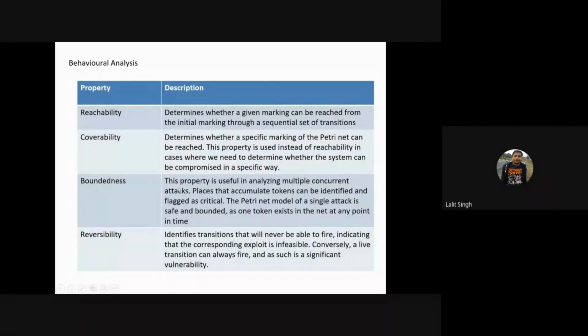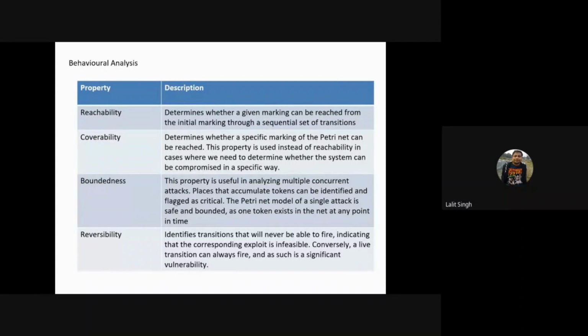So this property is useful in analyzing multiple concurrent attacks, and places that accumulate tokens can be identified and flagged as critical. So the Petri net model of a single attack is safe and bounded as one token exists in the net. And we should always try to design the Petri net model so that at a time one place should not contain more than one token, and it is known as one-boundedness.